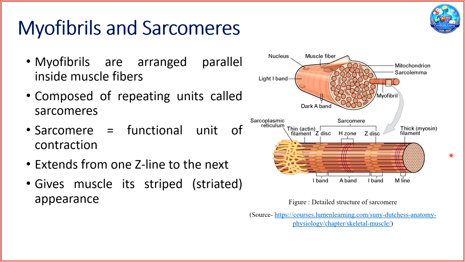Within each sarcomere, there are two types of protein filaments. These filaments we call the thick filaments and the thin filaments. The precise arrangement of these thick and thin filaments enables the muscles to function efficiently. These muscles are also striped or striated in appearance. You can see that these are contributing to striations. So skeletal muscles will have these striations, hence they are called striated muscles.